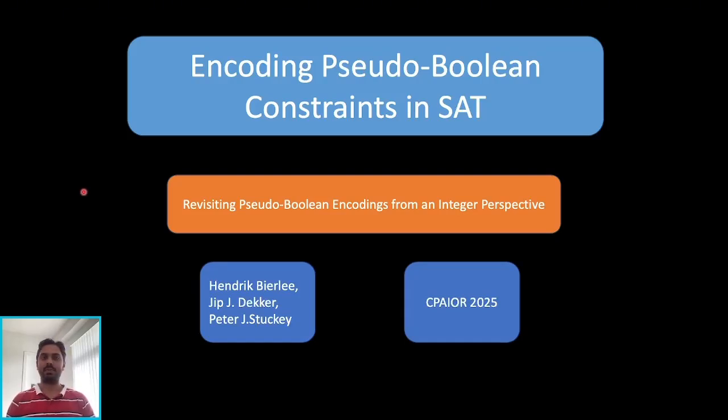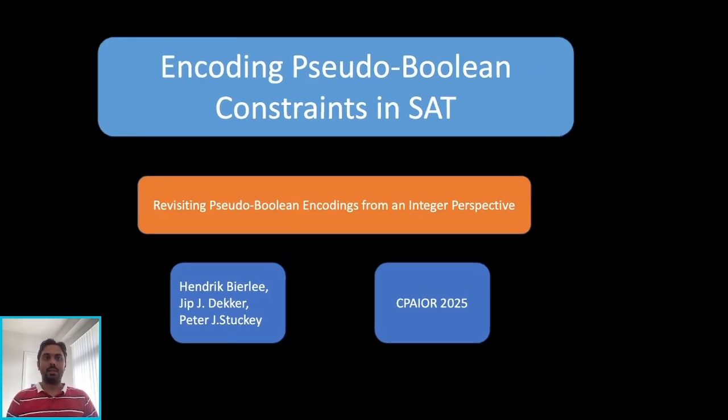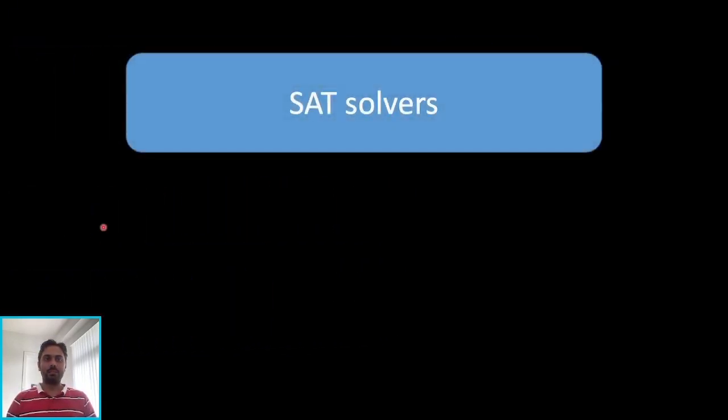It's an ongoing series where I read papers on MILP and CP-SAT solvers and discuss them in simpler terms. In today's video, we are going to look at how SAT solvers encode the pseudo-Boolean constraints. In particular, we are looking at this paper, Revisiting Pseudo-Boolean Encodings from an Integer Perspective. It's a paper by Hendrik, Jip, and Peter that was presented in CP-IOR 2025. So let's get started. We'll start with some background for the SAT solvers.